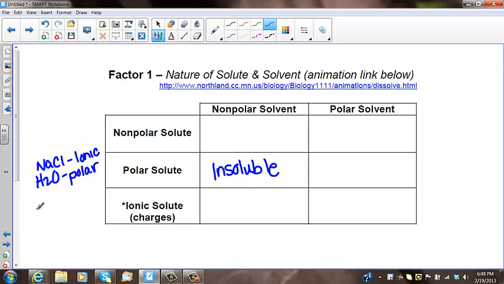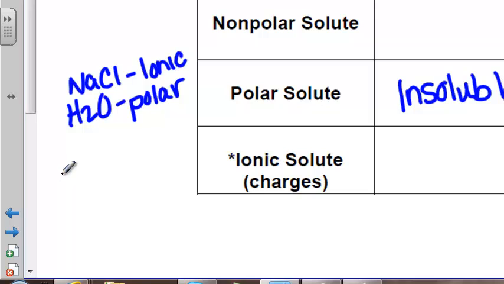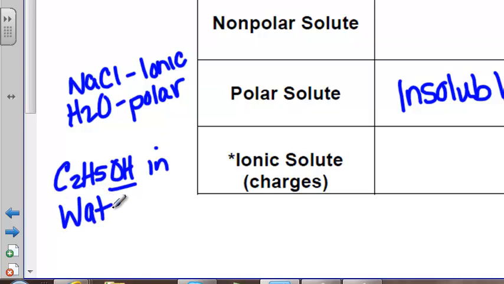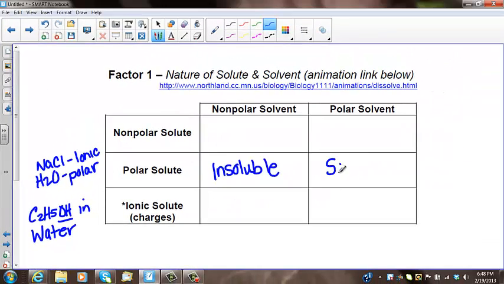If I take something that's polar and I put it in something else that's polar, so let's say I have ethanol, C2H5OH. It has this polar end. I can put ethanol in water and it will dissolve. So I have polar in polar, which is soluble.